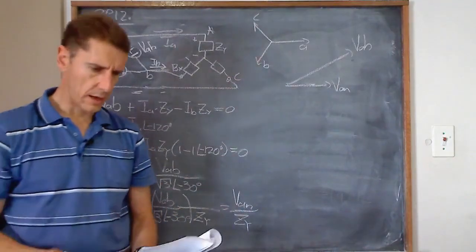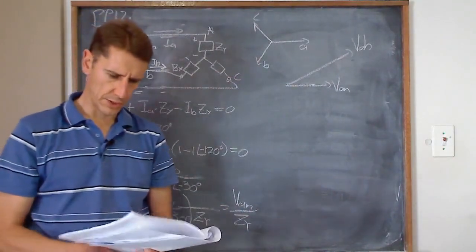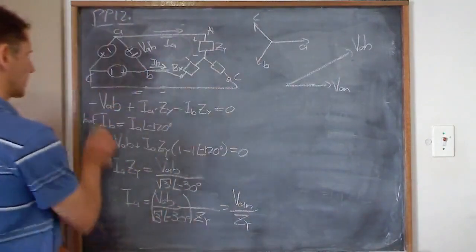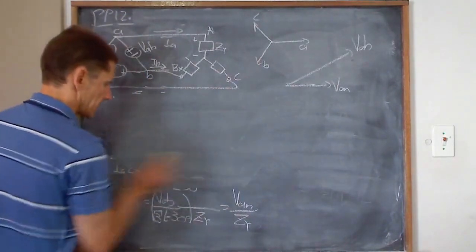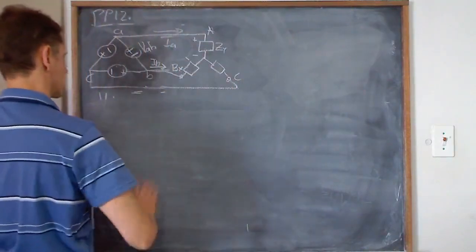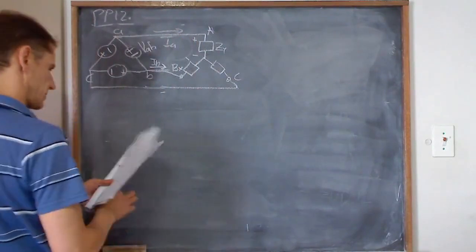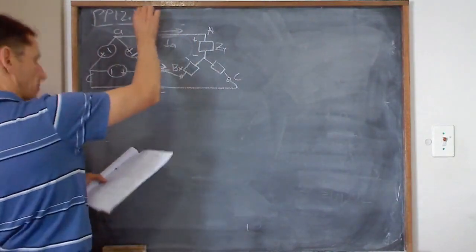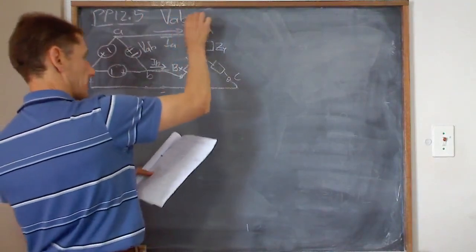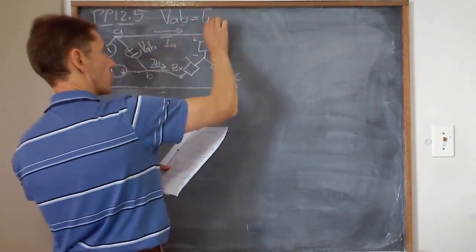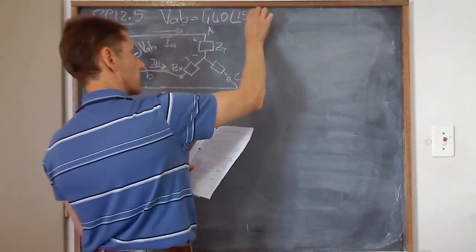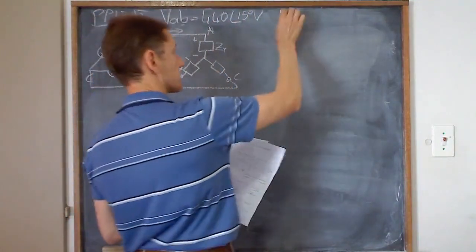Okay, let's do a last example for this section. I'm just going to clear this. I'm going to keep the same circuit. I'm just going to add values to it. So the circuit stays, and this is now practice problem 12.5. What do they give us? They give us that VAB is 440 angle 15 degrees volts, and they give us ZY.